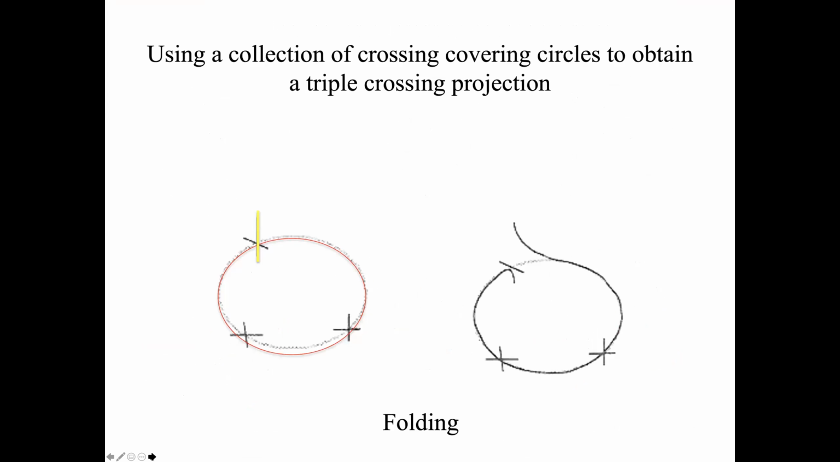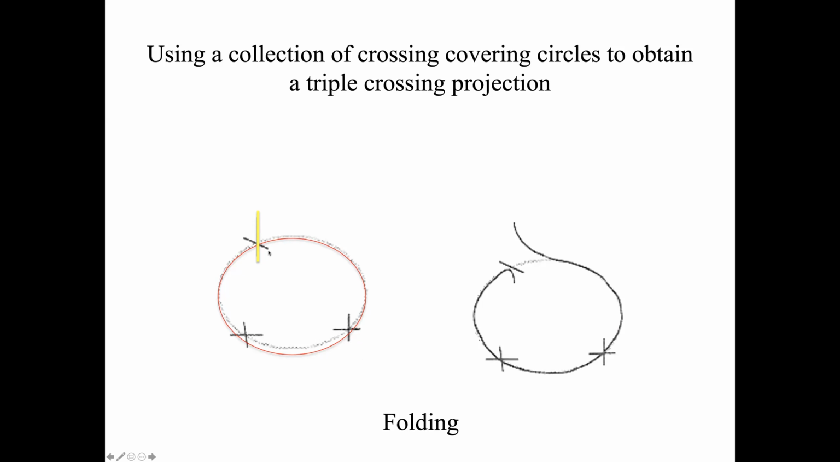And why do I care? Well, if it turns out that we have a collection of crossing covering circles, I can turn my double crossing projection into a triple crossing projection. And the way I do it is as follows. So here's one of those crossing covering circles. Notice it always has to pass right through a crossing. So it has 2 strands coming out to one side, 2 strands coming out to the other.